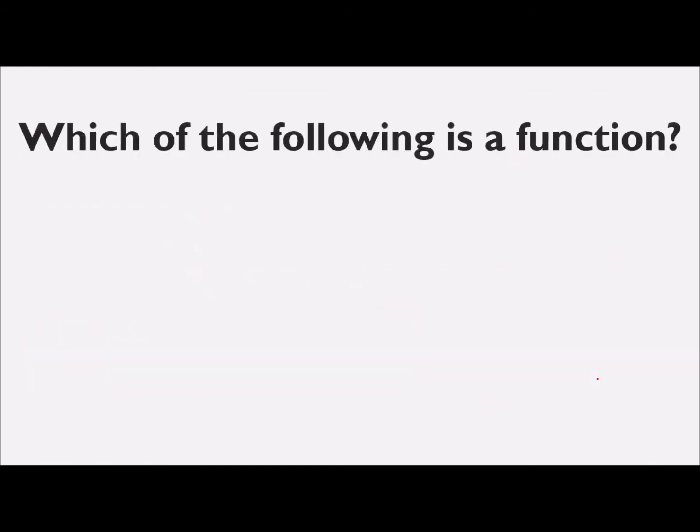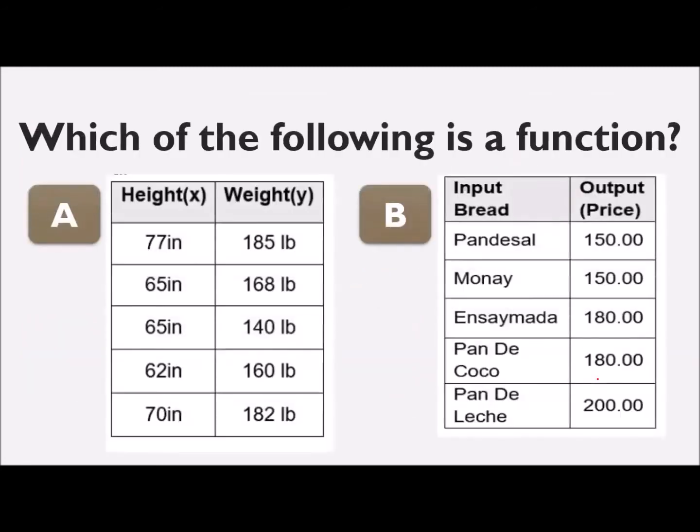Next one. Which of the following is a function? Try natin in real life. On the first one, we have the height and the weight. So, yung nasa kaliwa ulit, yun yung value ng x, nasa kanan yung y. And for letter B, we have the input bread. These are the values of x. Pandesal, monay, ensaymada, pandecoco, pandeleche. Then the output or the values of y for the price, we have 150, 150, 180, 180, and then 200.